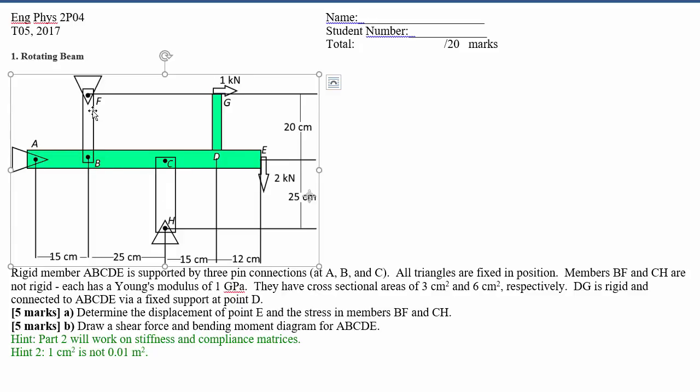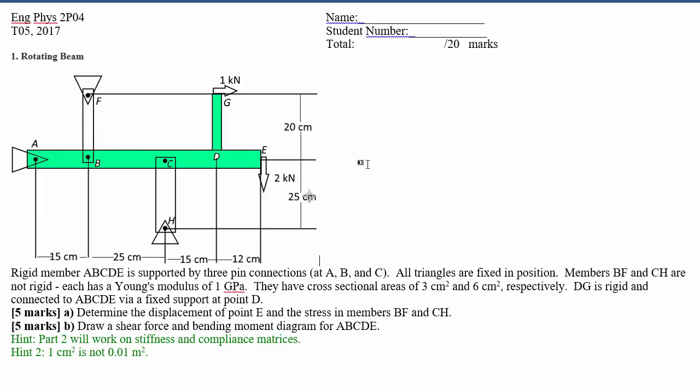So this member BF and this other one here, CH, these are not rigid. Instead, they give us a Young's modulus for these. Now, because they are pin supported, we are only going to be dealing with the normal force in this, so the change in length that's produced for this, not dealing with any kind of a buckling effect for now.